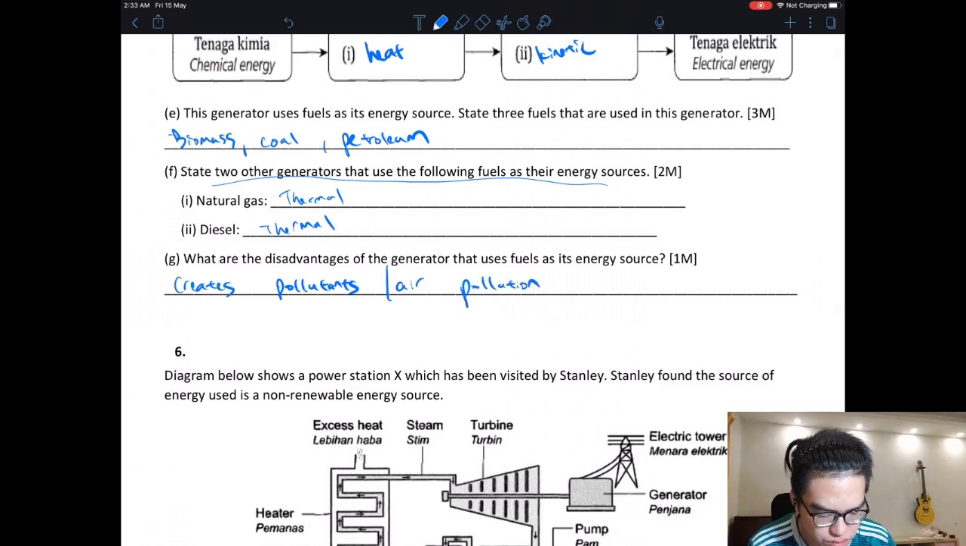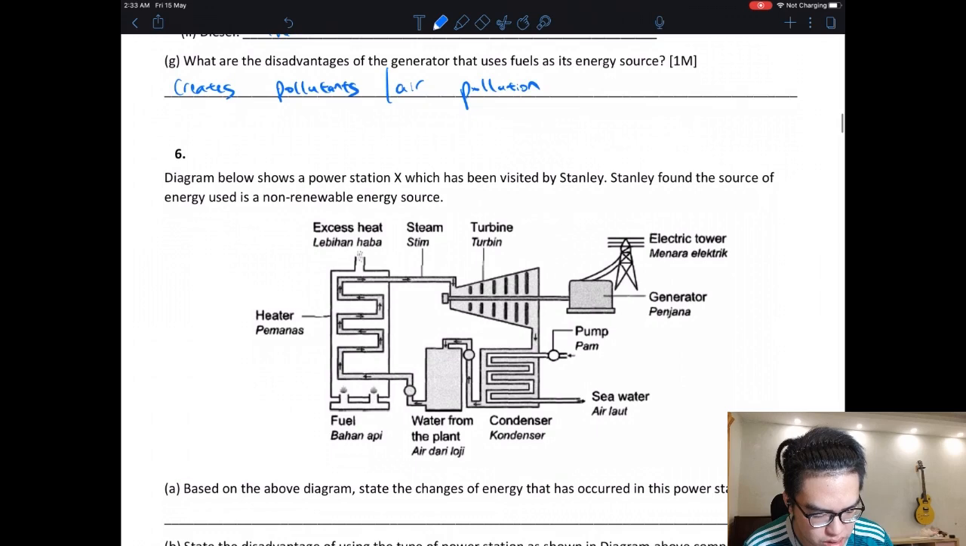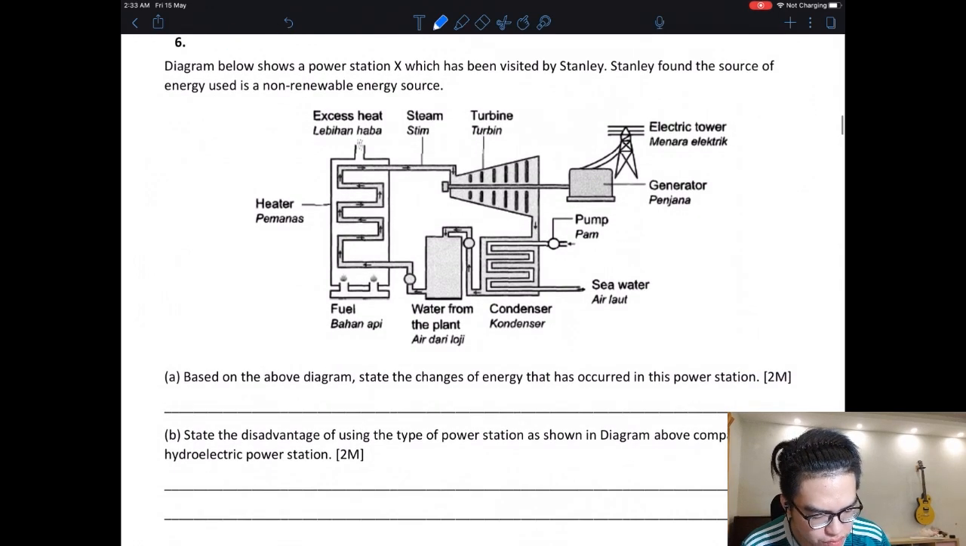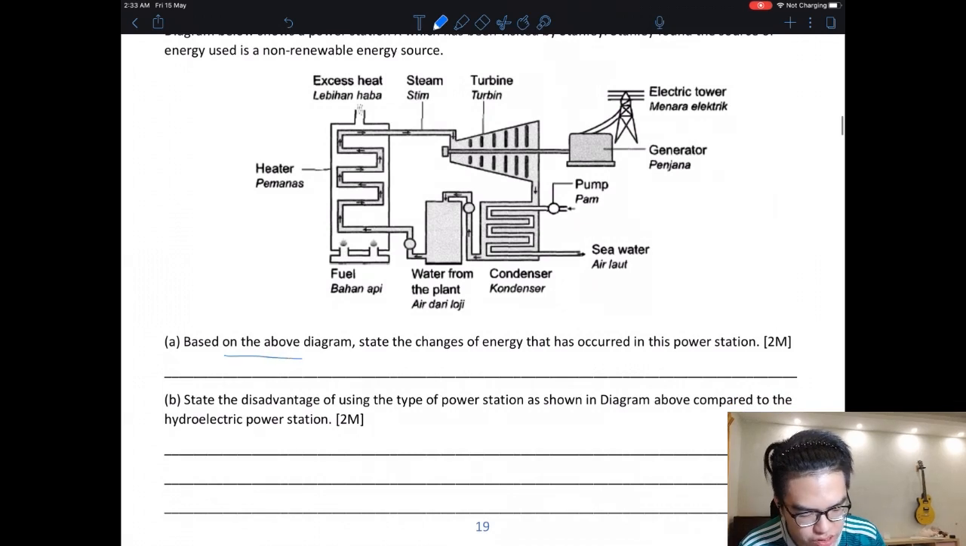So again, power station X. This is also thermal. Based on the above diagram, state the change of energy. So you start from chemical, change it to heat, you're heating water, and then the water moves as steam, you have kinetic, and then it changes to electrical.